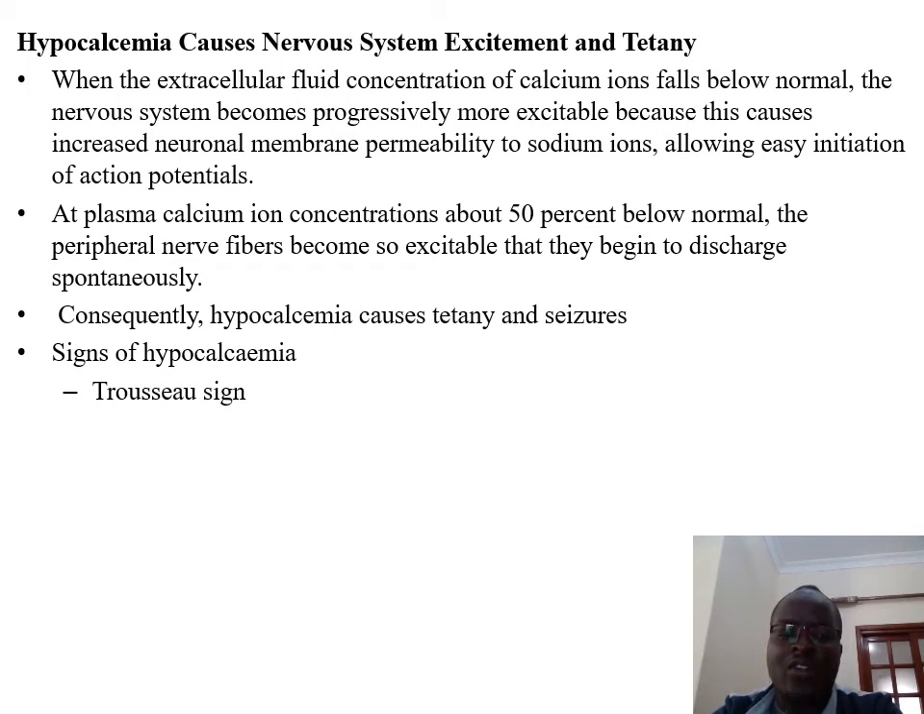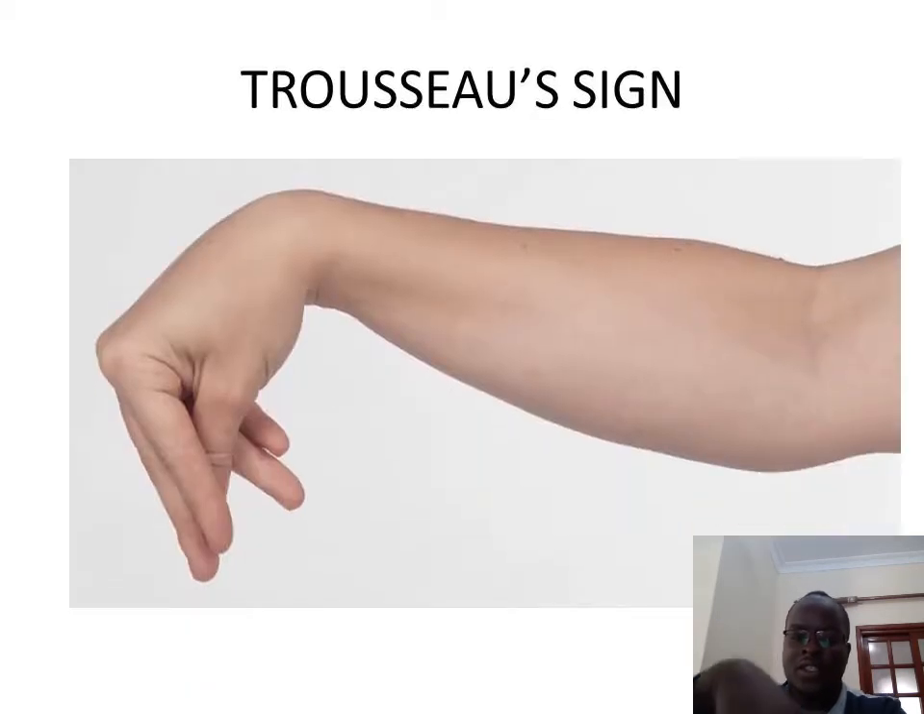Signs of hypocalcemia: we have Trousseau sign, where you have involuntary flexion of the wrist and extension of the digits. This is called Trousseau sign. The Trousseau sign is a result of hypocalcemia that will cause misfiring of action potentials, which then results in contraction of the muscles of the digits. So you can see that Trousseau sign is due to hypocalcemia.